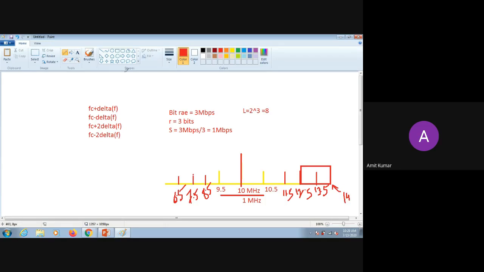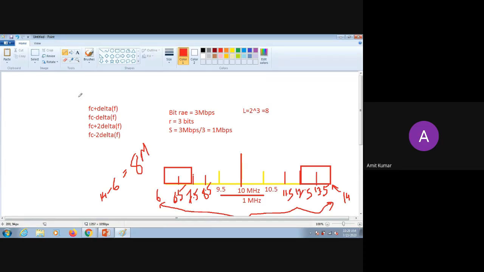In the same way, on the left-hand side, 6.5 is the center frequency for that signal, and the last frequency will lie here, and that will be 6. So the total bandwidth requirement is this one: 14 minus 6, that is 8 megahertz. So it's a graphical analysis. In the graph we have calculated.